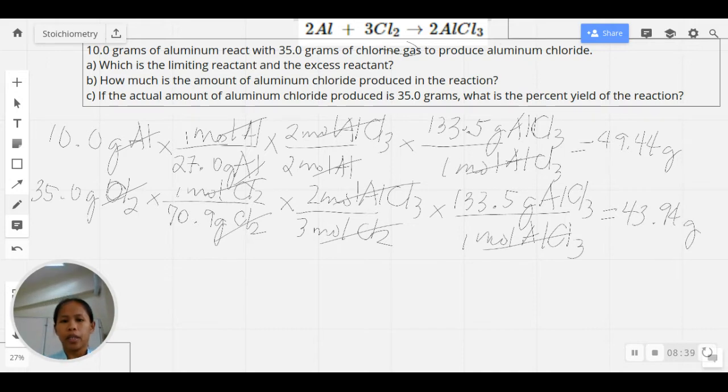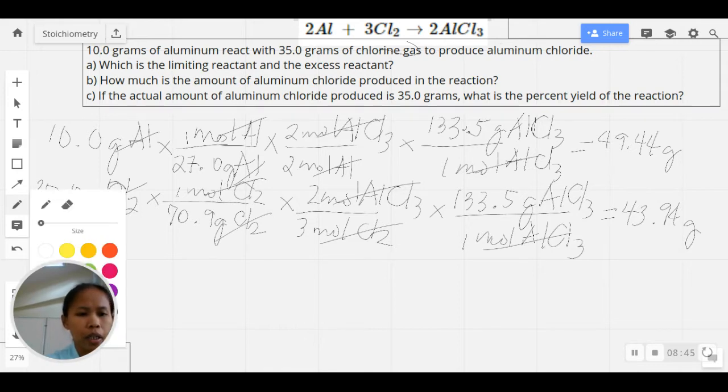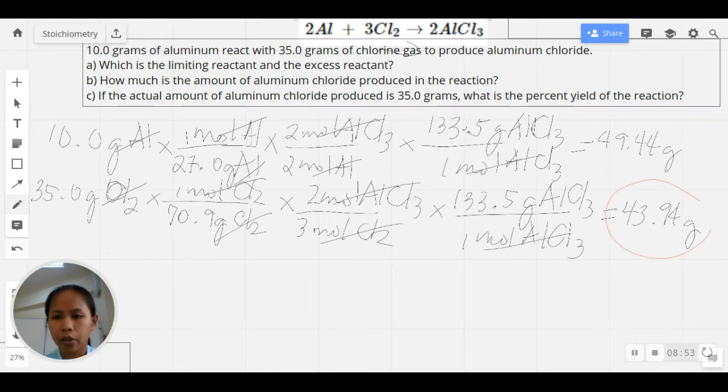43.94 grams. Now let us answer letter A, which is our ER and which is our LR. So the one that generates the smaller amount of product will be our LR. So 43.94 grams is the lesser amount. So therefore, our LR is Cl2. So our limiting reactant is Cl2 and our ER is aluminum. So ER means not all the 10 grams of aluminum will be consumed in the reaction. So we're able to answer letter A.